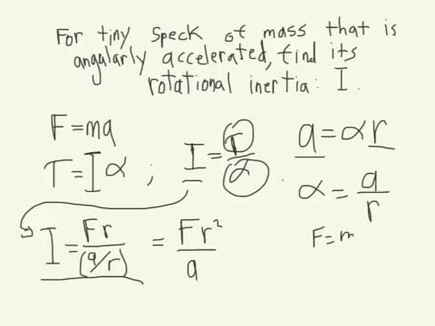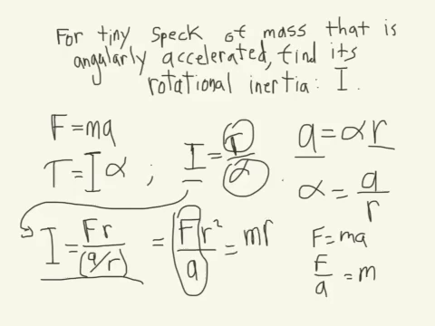Remember Newton's second law, F equals ma. If you rearrange that, we can create an F over a here. If we divide both sides by a, F over a equals m. So the F over a here, we can actually just say that's m, and we get mr squared. And this equality was I, because remember, we were solving for I this whole time. So we've shown that the rotational inertia of a tiny speck of mass is mr squared.